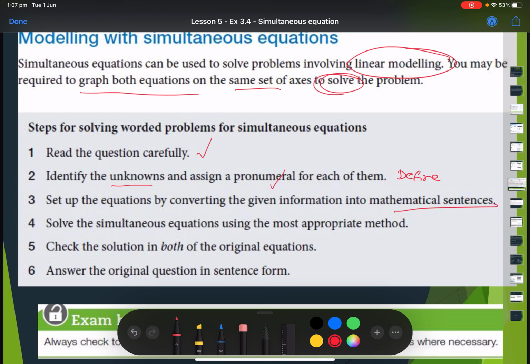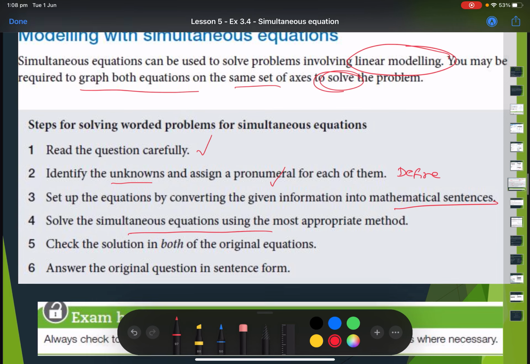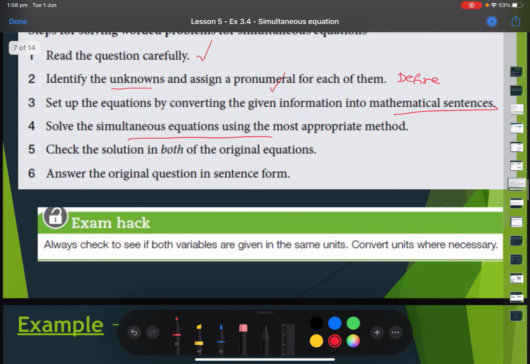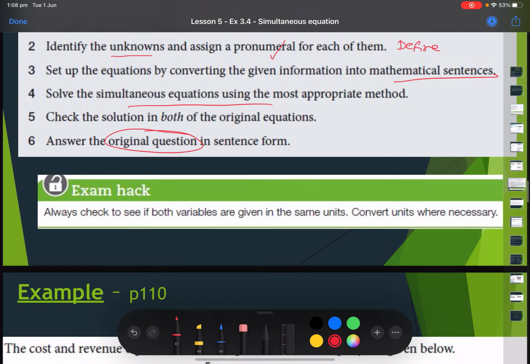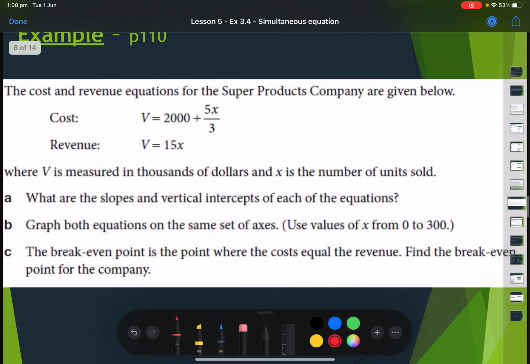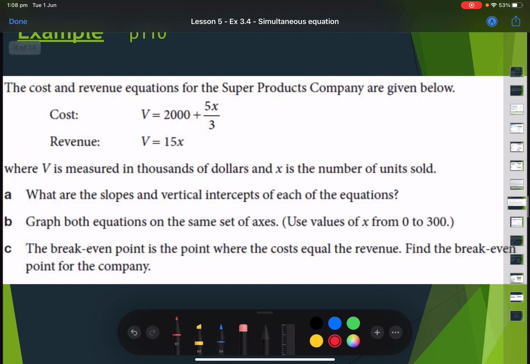Okay, so it might be saying y equals 2x plus 3, defining that x stands for this, y stands for this. All right, we will then solve the simultaneous equations using our CAS or using substitution and elimination, and then checking the solution at the end. Okay, and then finally, if it's a worded question, answering our original question in a sentence. Okay, with our variables, we need to make sure that we're using the units correctly as well.